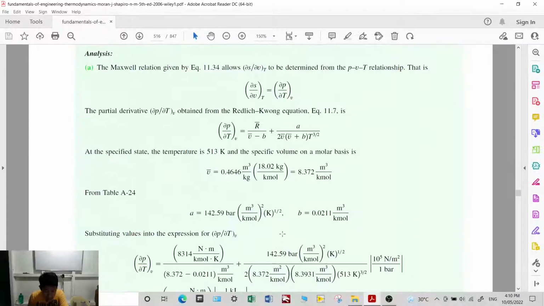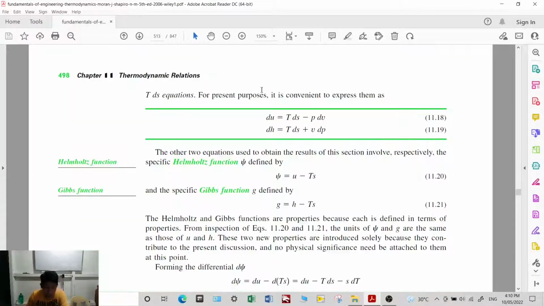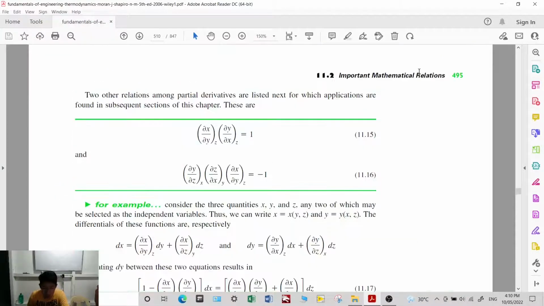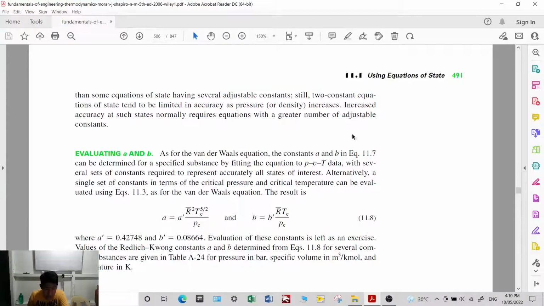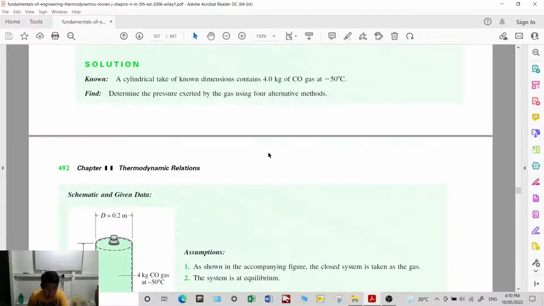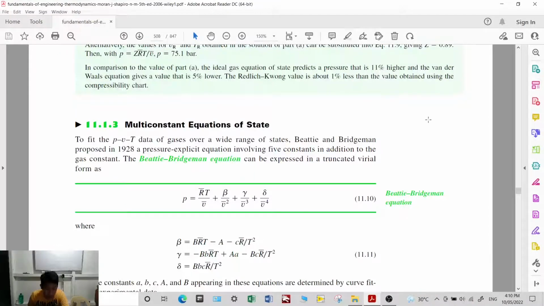No, this is not the Redlich-Kwong equation. The Redlich-Kwong equation is this one.